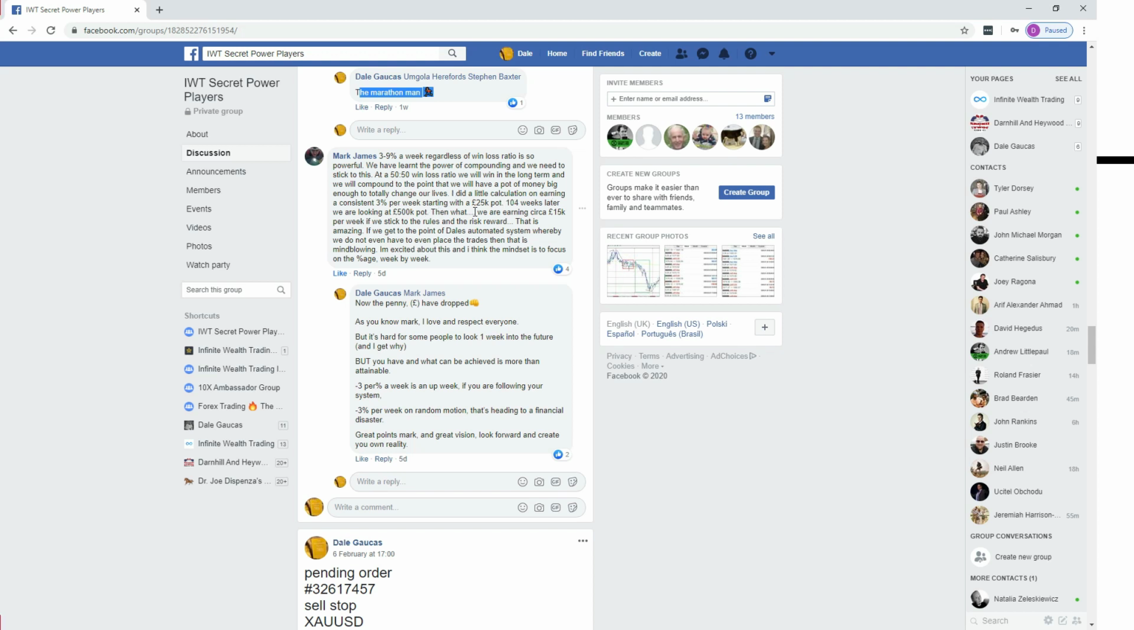Geez, what a comment. I did a little calculation. £25,000 pot over 2 years, 104 weeks, and we'd be looking at a £500,000 pot. That'd be earning criteria of £15,000 a week. We just need to stick to the rules and the risk reward. This is amazing, and we get to the point of Dale's automation system whereby we're not even placing the trades. Mind blowing.